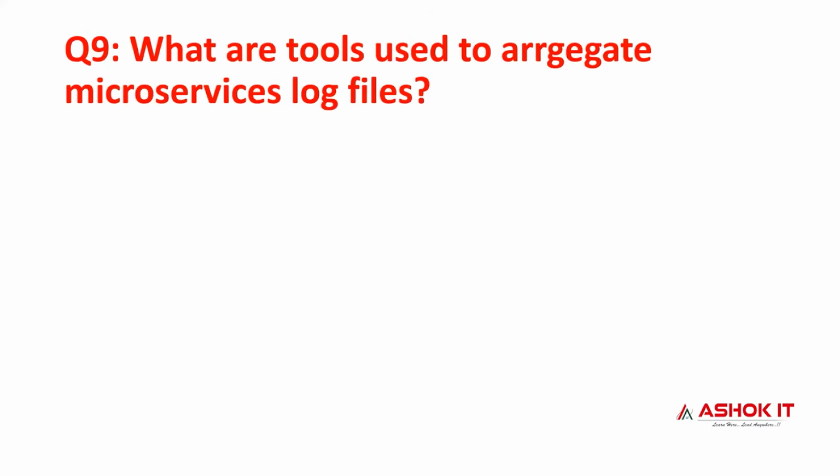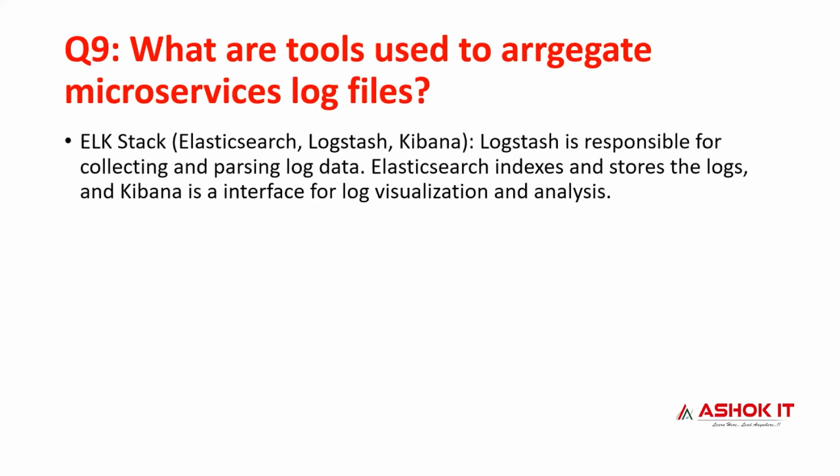Question number 9. What are the tools used to aggregate microservice log files? There will be multiple microservices running at multiple locations. We can use the ELK stack, one of the famous combinations. Here, ELK stands for Elasticsearch, Logstash, and Kibana. Logstash is responsible for collecting and parsing the logs. Elasticsearch is for storing and indexing the logs. Kibana is the UI, an interface. There you can search by using query patterns, what logs are there, errors, messages, all types.